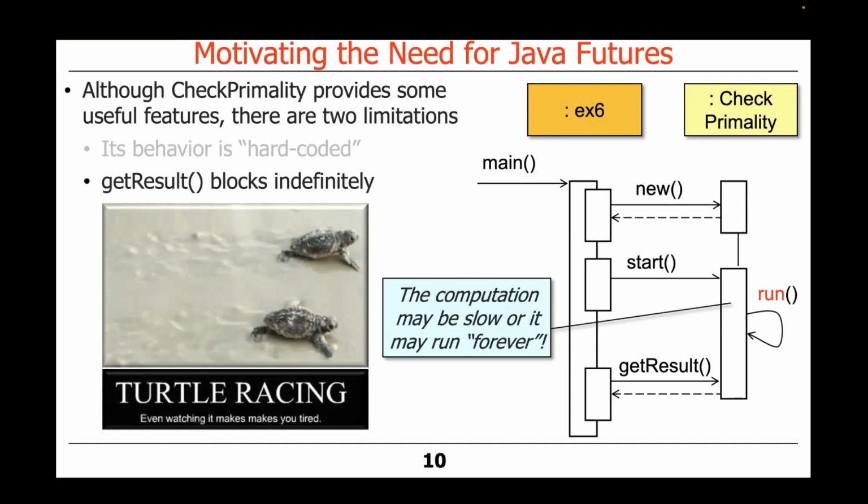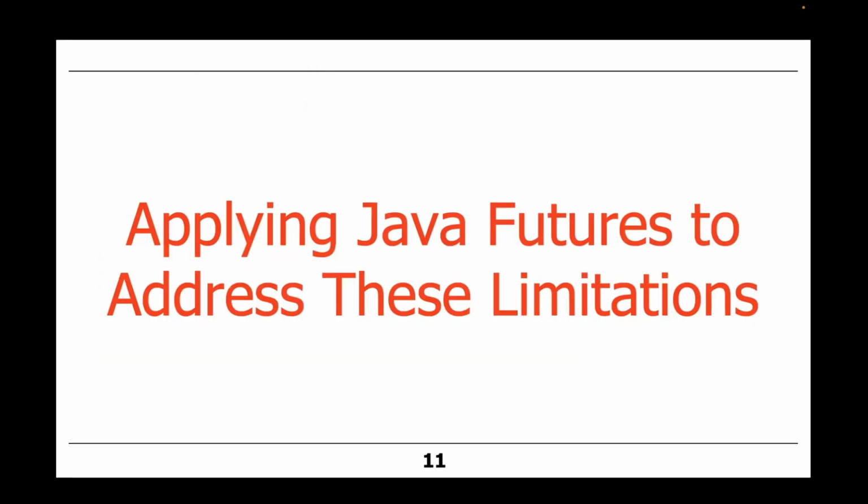And likewise, it probably wouldn't be the case that primality checking would take forever. It'll eventually converge, though it could take a long time. But there could be other computations that would use similar approaches that might run forever. We want to avoid having clients blocking indefinitely, waiting for something to finish. So given those limitations, what can we do to fix them? Of course, what we're going to do is talk about how to apply Java futures and some patterns and some Java elements that are associated with these patterns, to address these two limitations.